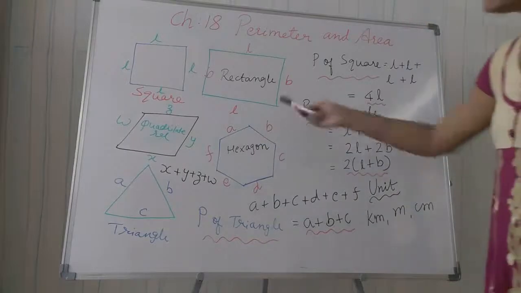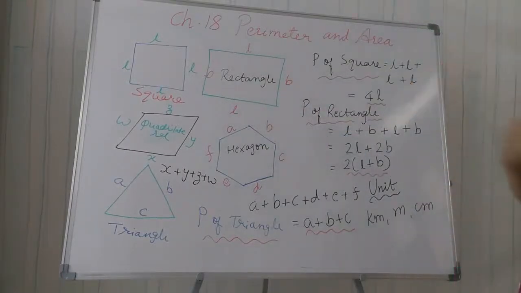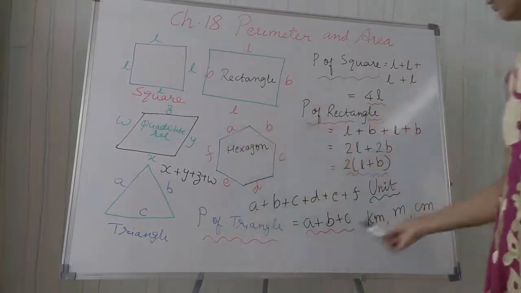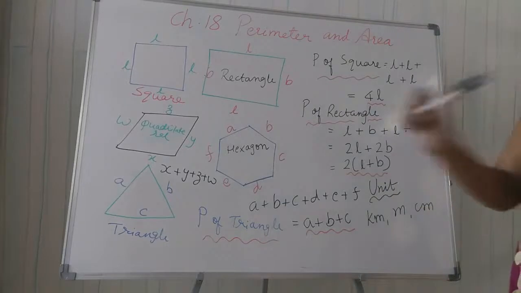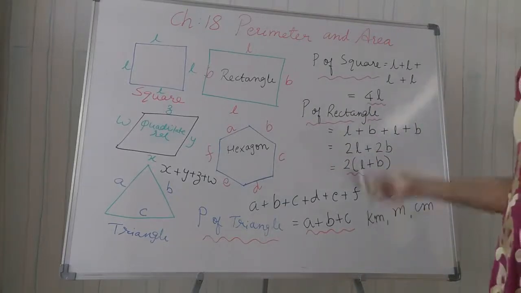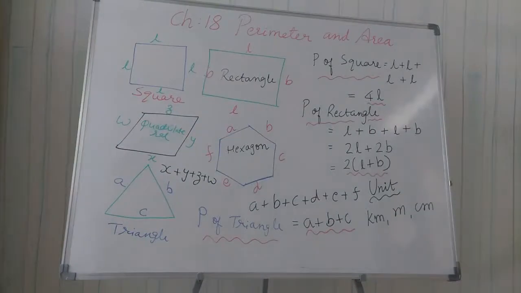If the length of the side is given to you in centimeters, then the answer will be in centimeters. If the sides are given to you in meters, then the sum of all the sides you will get in meters only. And if it is in kilometers, then you get the answer in kilometers. So these are the 3 units of perimeter.